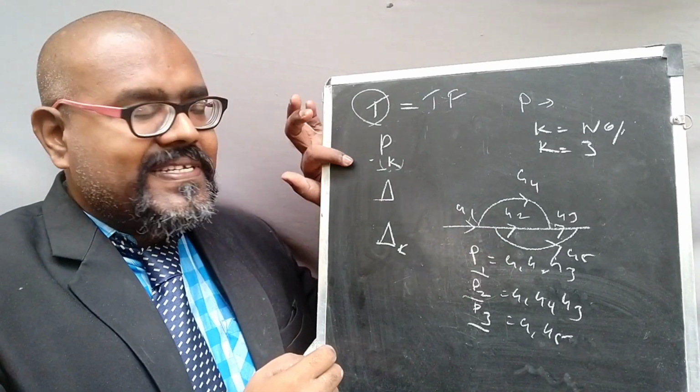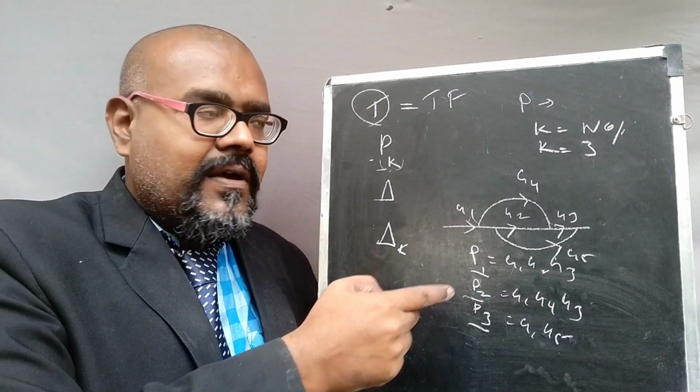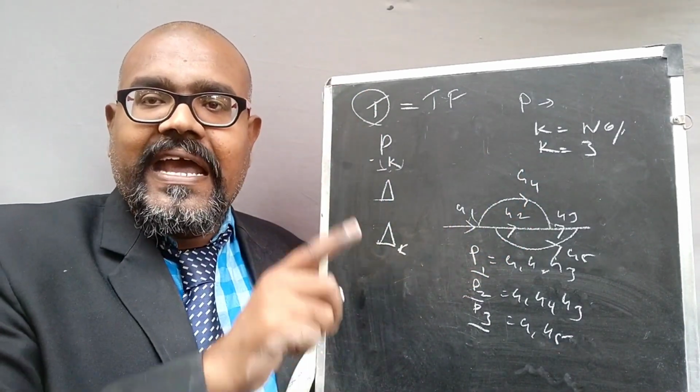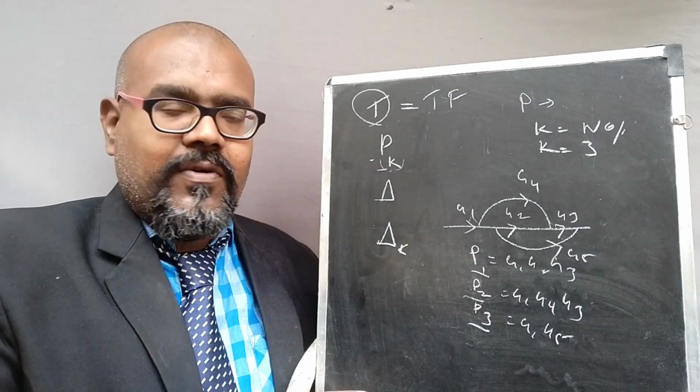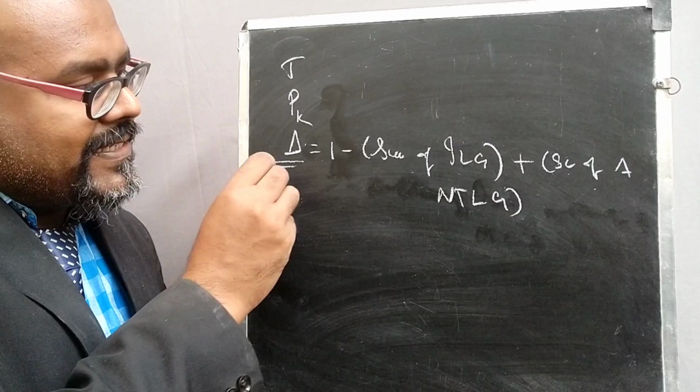P suffix K is entirely different. P suffix K is nothing but the forward path gain. Individual K is nothing but how many forward paths, the count 1, 2, 3. That is what K is. The next important variable is del.